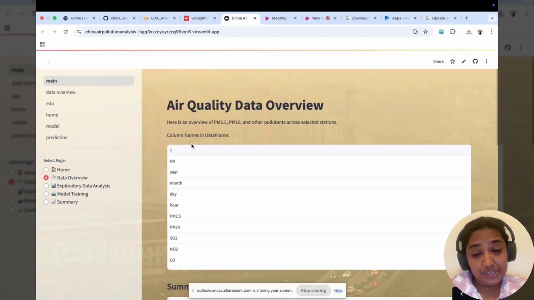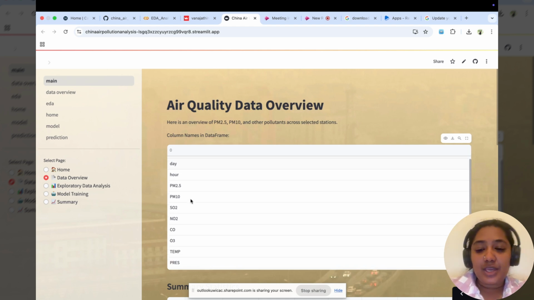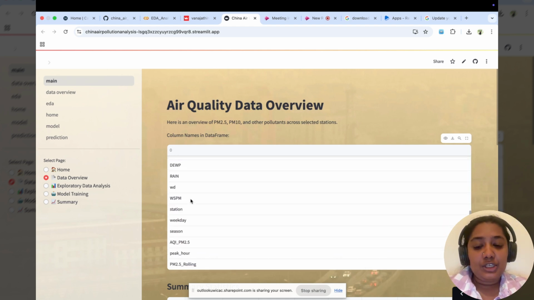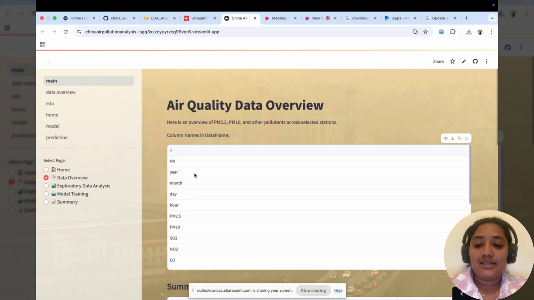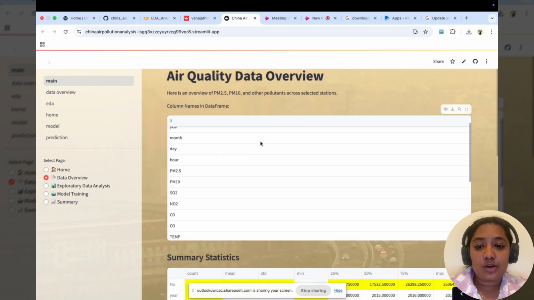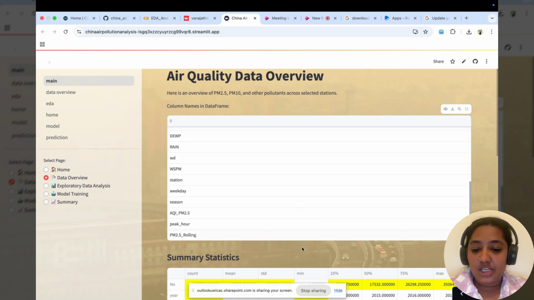This is called data overview. Here we are going to discuss the air quality data overview. These are the columns we are going to use for the analysis. I'm listing the column names in the data frame. Here we can see the data, and we can download it, search it, and expand it as well, here in the application itself.